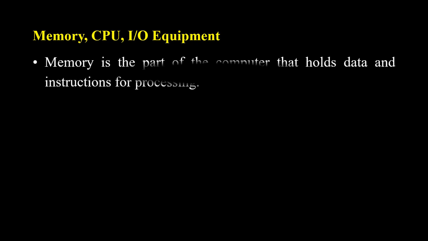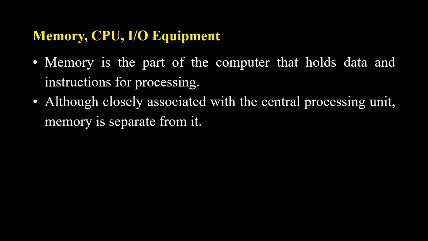Then let's look at the main memory, CPU, and input-output equipment. Generally, we can say main memory is the part of the computer that holds data and instruction for processing. It holds data and instruction for processing. Keep on understanding this. But there is a point here: although closely associated with the central processing unit, main memory is separate from it.